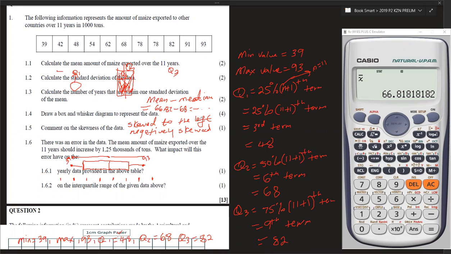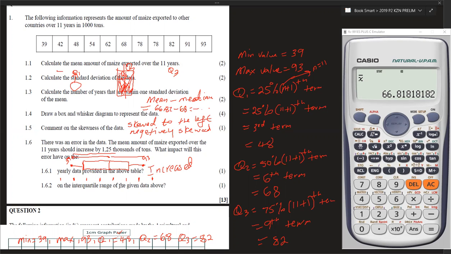On 1.6, they say there was an error in the data. The mean amount of maize exported over the 11 years should increase. Okay, so the mean must increase by 1.25 thousands of tons. What impact will this error have on the yearly data provided in the table above? So obviously, if the average is increasing, this data must what? Must increase, right? The values of the data must increase, right? Good.